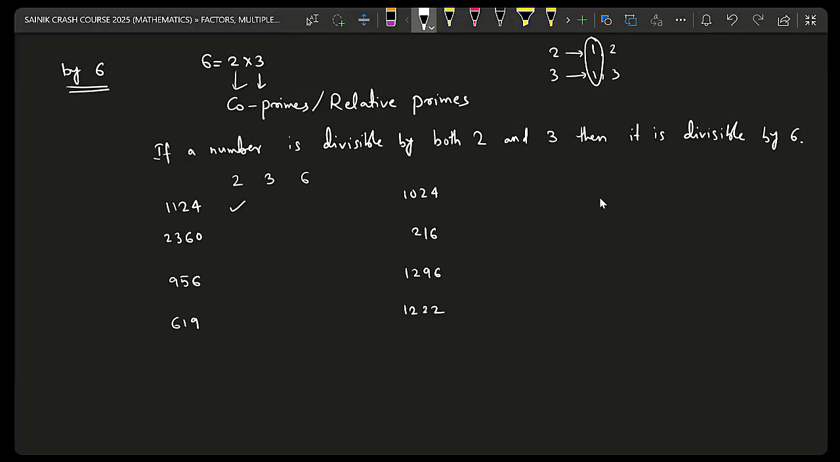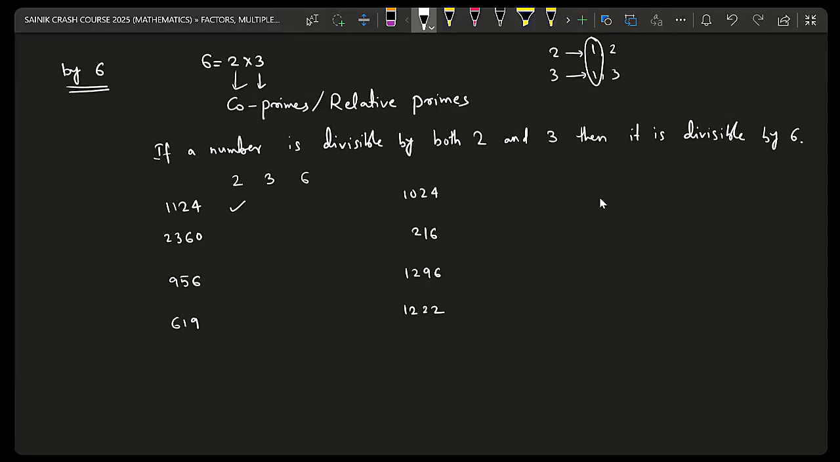What is the sum of the digits, Vishwajit? What is the sum of the digits I am asking? The sum of digits of this number. In 1124, what is the sum of the digits? 1 plus 1 plus 2 plus 4. What is the sum?